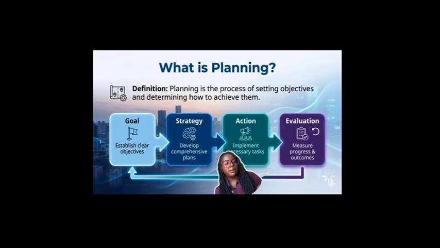What is planning? Planning is essentially the blueprint for success. It involves identifying what we want to achieve and figuring out how to get there. There are different types of planning. You have strategic, you have tactical, you have operational, and I always have trouble pronouncing this word. Contingency. There it is. I got it, y'all.